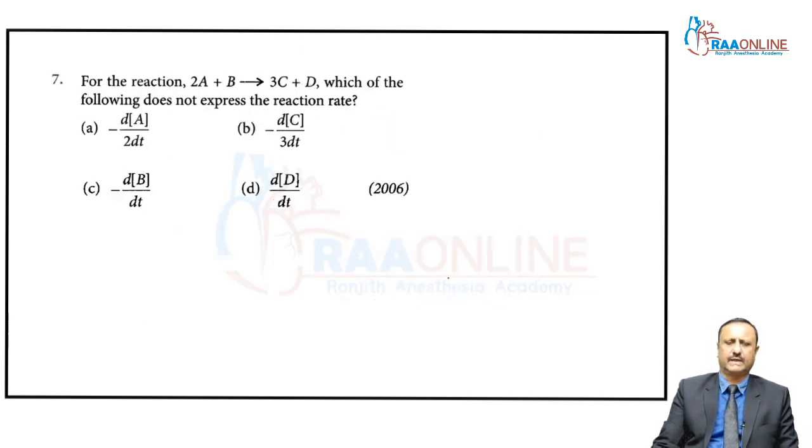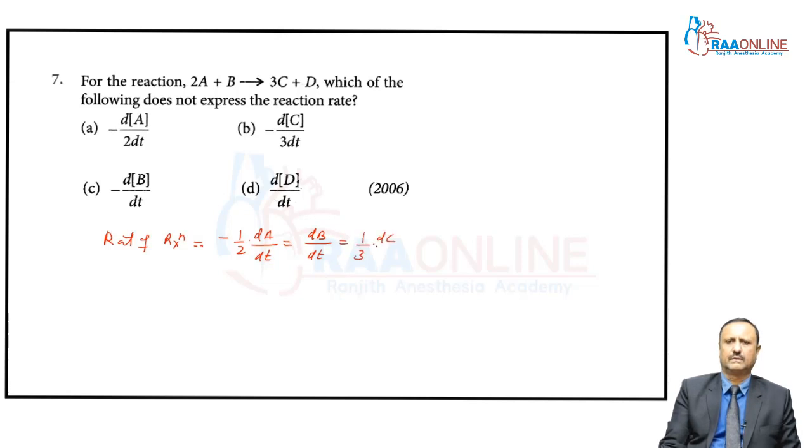Now we can see question number 7. Here my dear students, you can see question number 7. For the reaction 2A plus B to give 3C plus D, which of the following does not express the reaction rate? Here you can put the reaction rate law, rate of reaction, that equals minus 1 upon 2 dA upon dt, that equals minus dB upon dt, that equals 1 upon 3 dC upon dt, that equals dD upon dt.